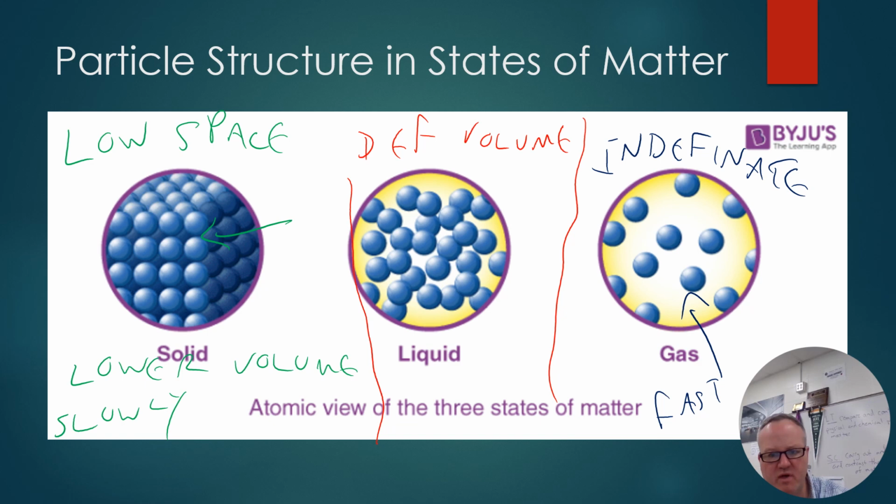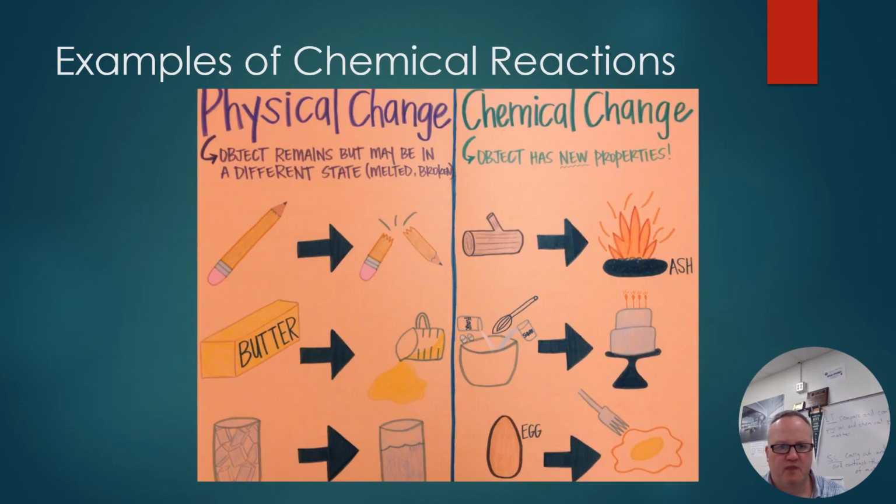Now remember that movement, we have a name for that. We call that kinetic energy, or KE. So when we have thermal energy, that means temperature, we're going to see that kinetic energy pick up and that speed pick up, so it gets faster. Here are some great examples of physical changes versus chemical changes.